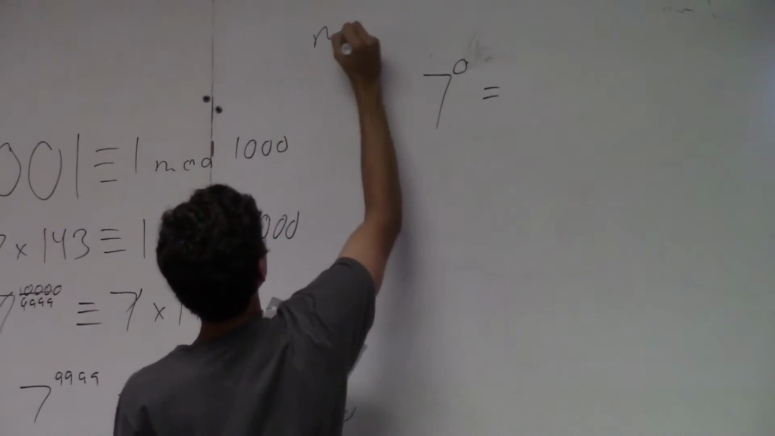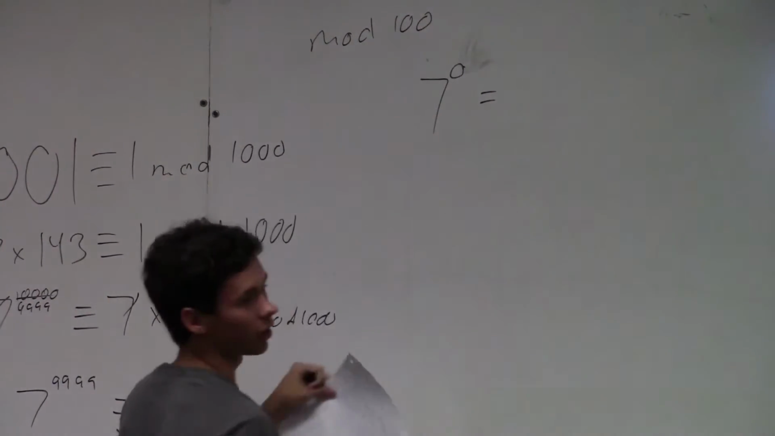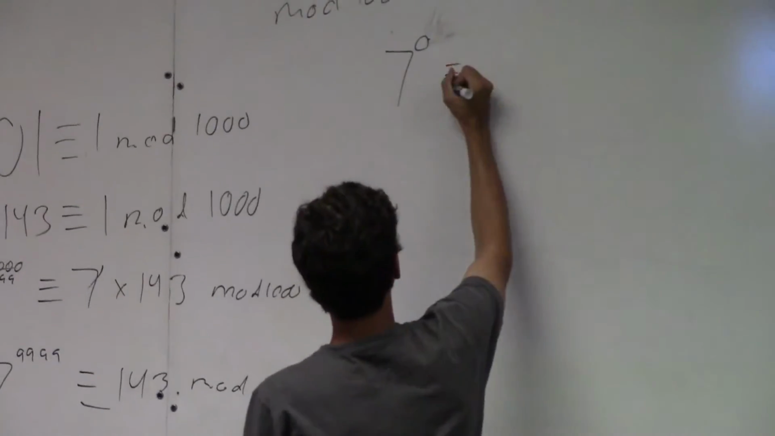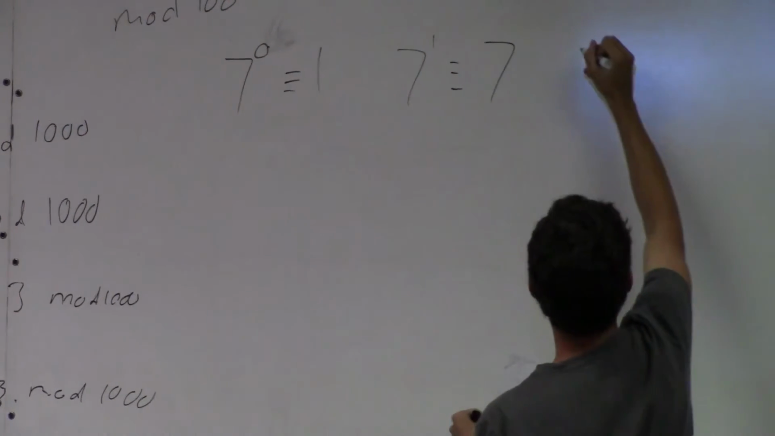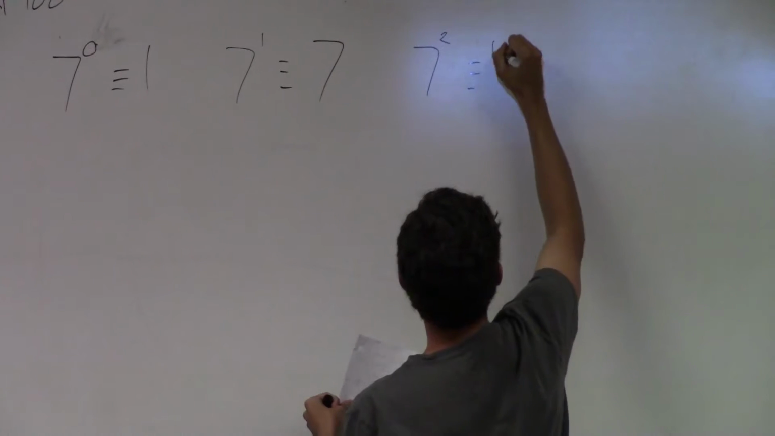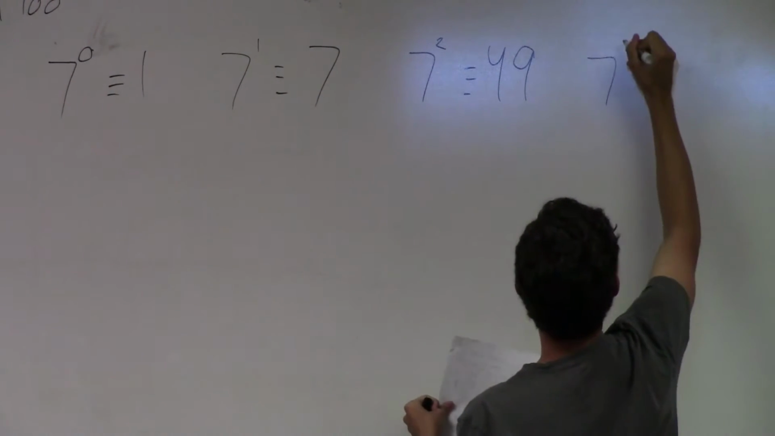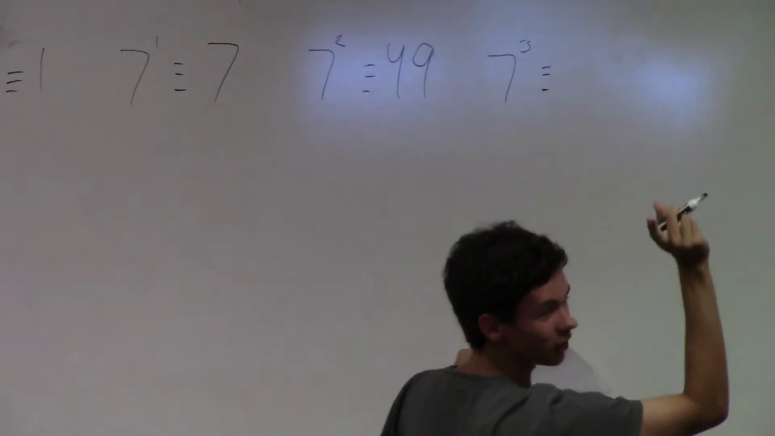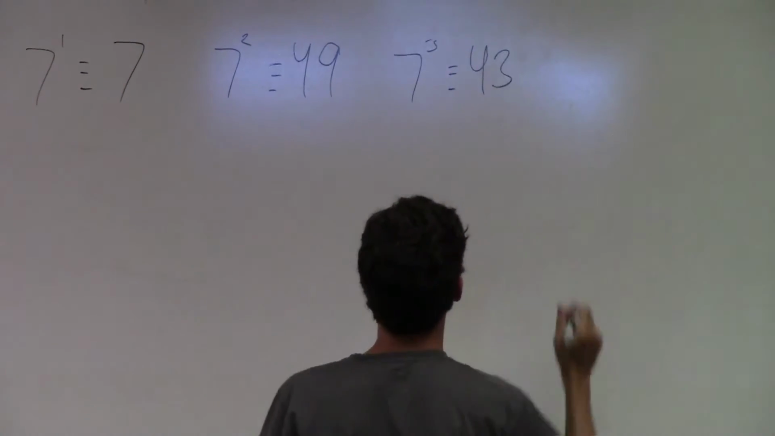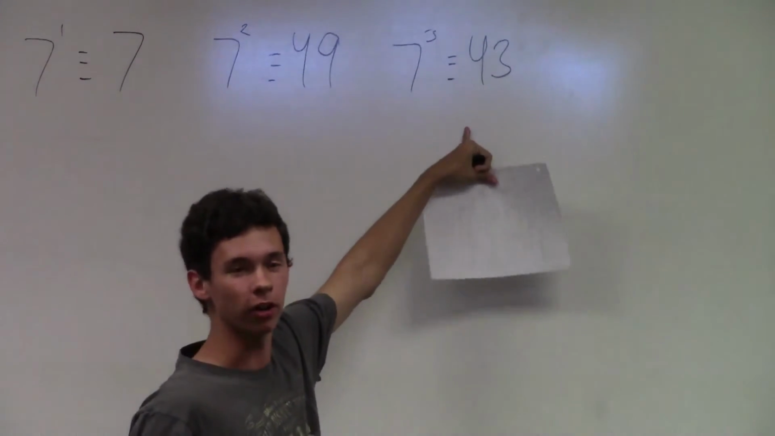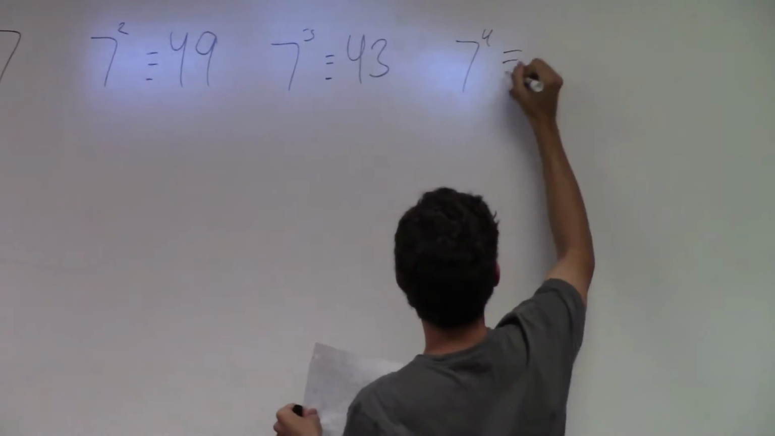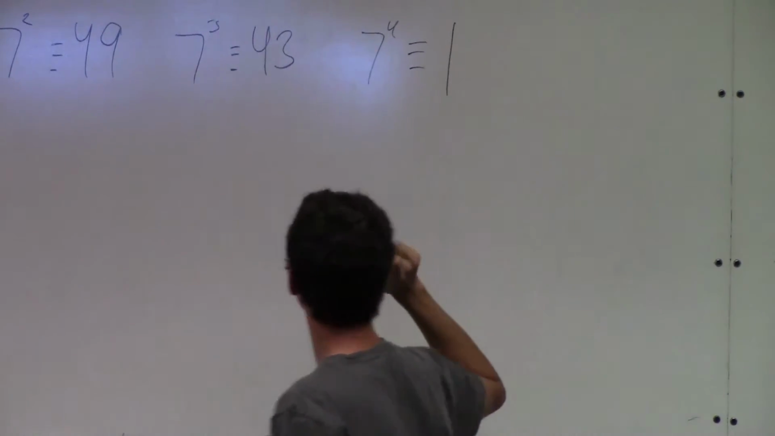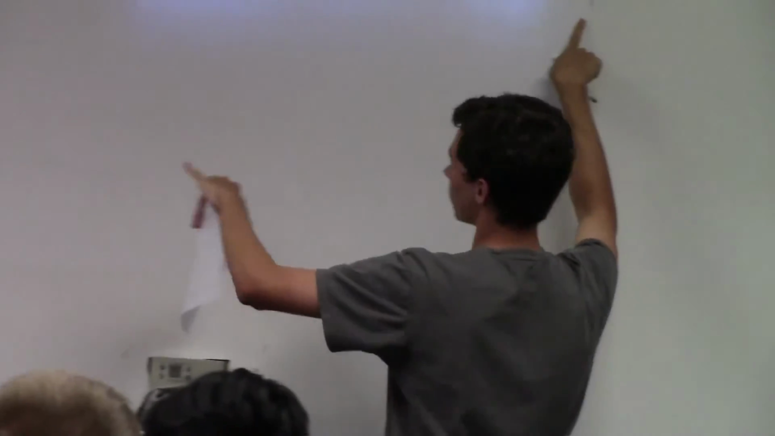So I'm going to be taking all these basic exponents mod 100. That's 1. That's 7. That's 49. Then 7 cubed would be 343, yes, but since it's mod 100, it's the last two digits, just 43. 7 to the 4 is, whoa, 1. It repeats. Okay, so we can use that.